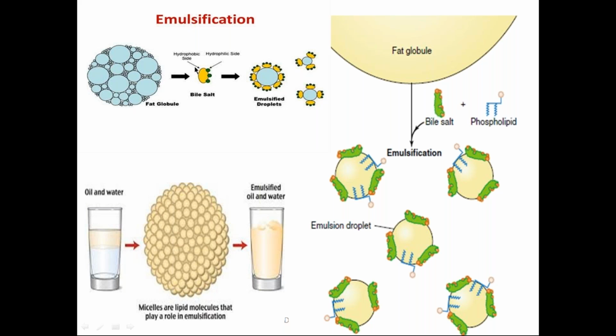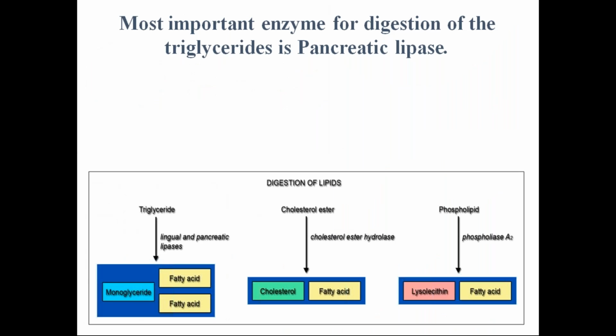So what happens is, the fat globule in the presence of bile salt, you can see this is, of course, exaggerated sizes. Towards the periphery you have the hydrophilic sides and towards the center you have the hydrophobic side. So it forms small globules of fats, with the fats present in the center of these micelles.